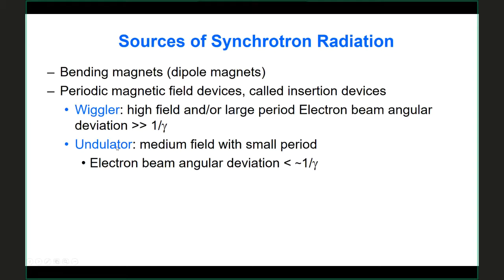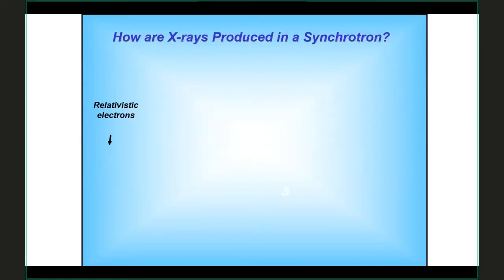And in an undulator, this causes the radiation from one pole of the periodic device to the next to interfere constructively or destructively. So you get peaks and valleys in the energy spectrum.